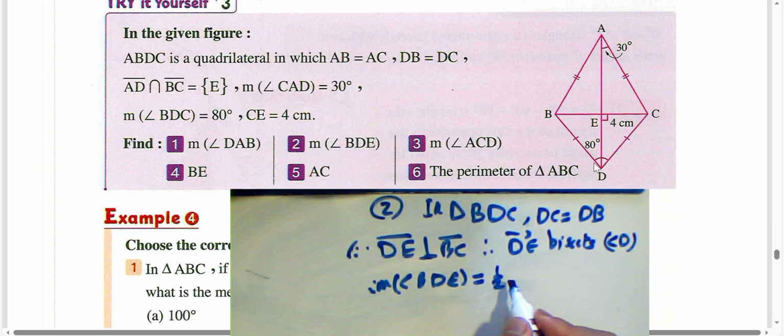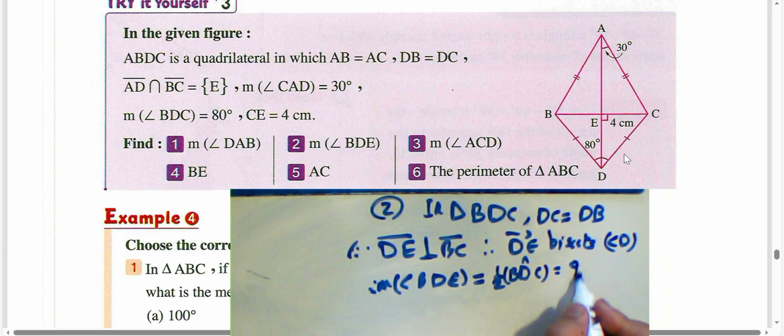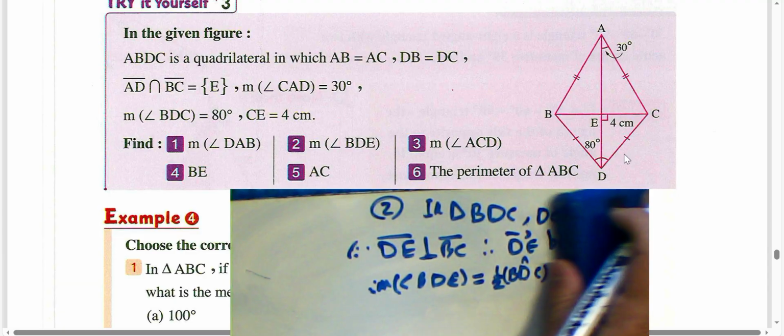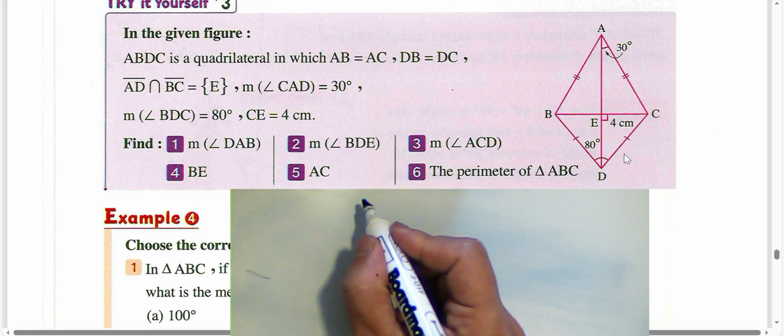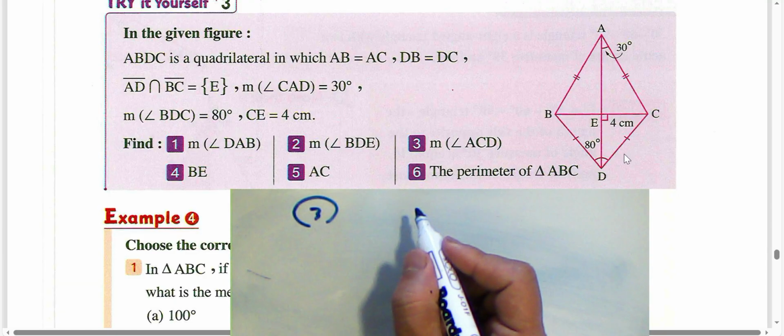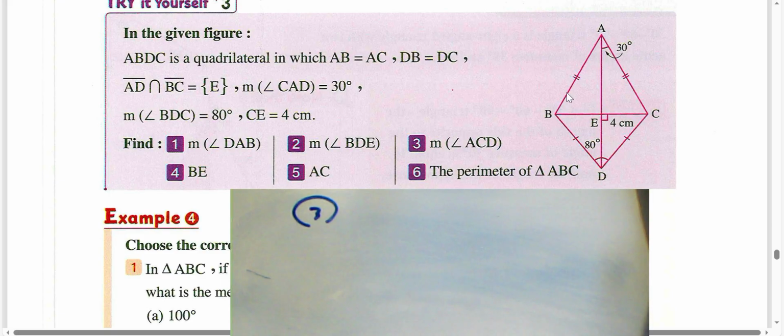Okay, then measure of angle BDE equal half of, he gave us this angle 80, all angle here 80, angle BDC 80, we can divide it by 2, BDC equal 40 degrees, half of 80 equal 40 degrees. Number 2. Number 3, find the measure of angle ACD. He wants to find this angle here.